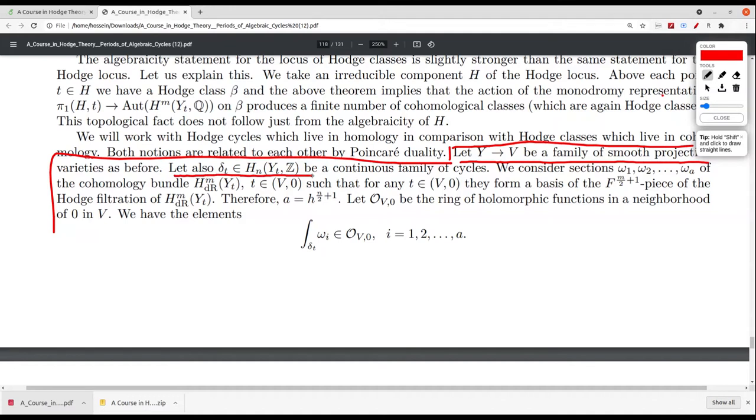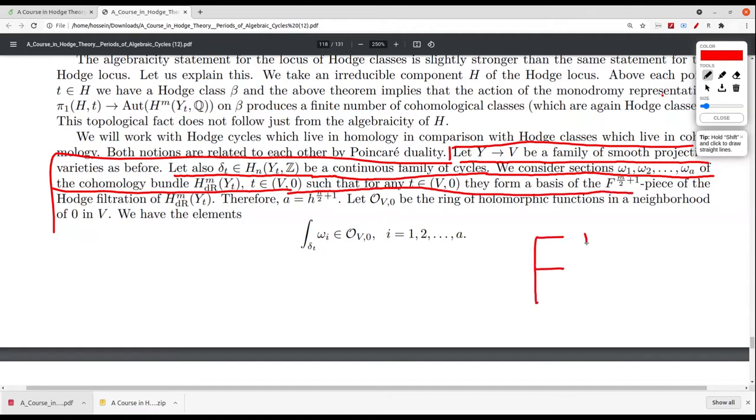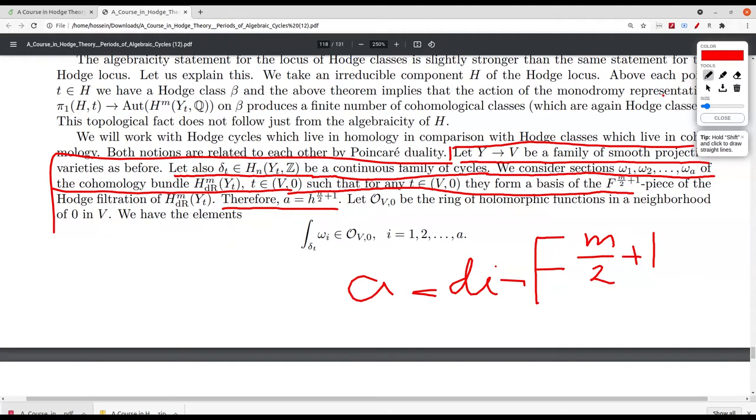We take homological cycles. I will introduce the homological version of Hodge locus. Now, a continuous family of cycles. And then we have to take sections omega_1, ..., omega_a of the cohomology bundle. Not the whole cohomology bundle, but the part which has to do with this piece of the Hodge filtration, F^{m/2+1}. Remember that we have used this piece of the Hodge filtration in order to define the notion of a Hodge locus. And so for simplicity, let's take a equal to the dimension of this piece.